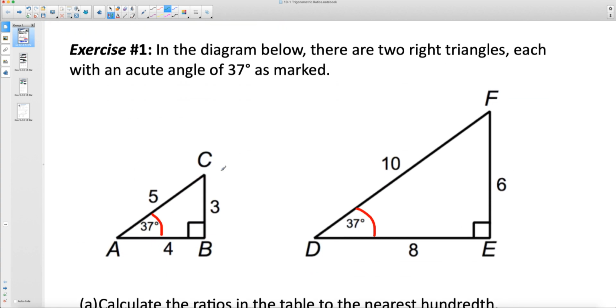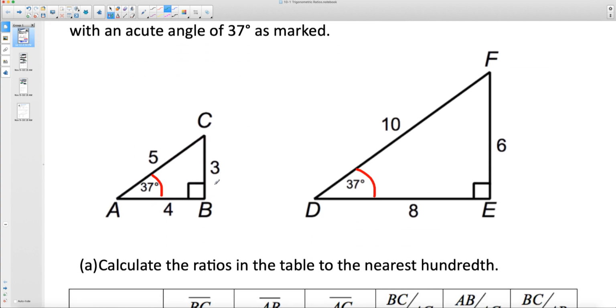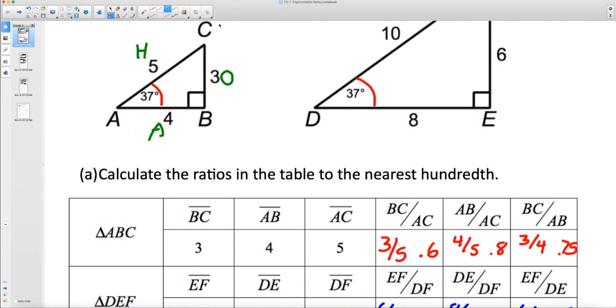If we go back here, let's label this triangle real quick. This is opposite, this is adjacent, and this is the hypotenuse. So this column right here, BC over AC. BC is opposite, AC is hypotenuse, that's opposite side over the hypotenuse. We just calculated the sine ratio, sine.